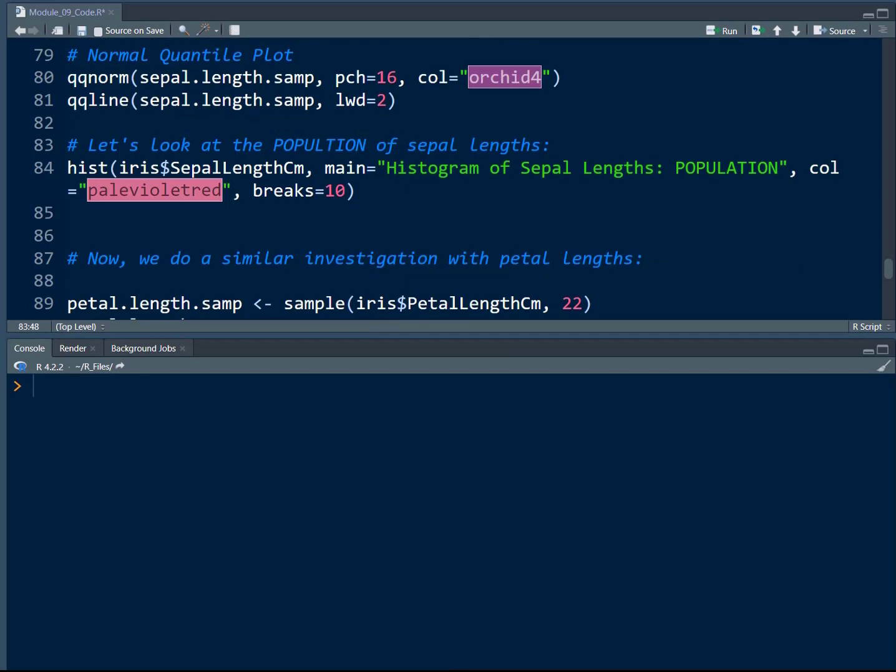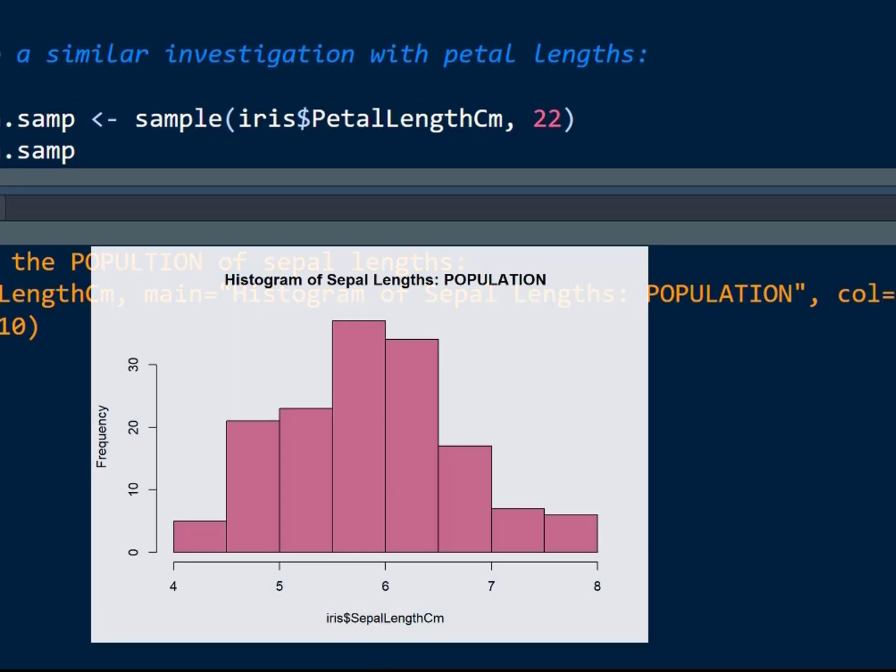Okay, well now let's check it. We've got the population, so let's take a look at the histogram. A histogram of the entire population of sepal lengths shows that the population is indeed pretty close to being normal.